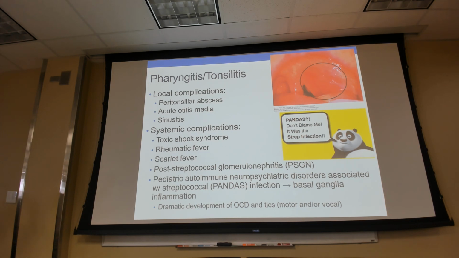PANDAS, pediatric autoimmune neuropsychiatric disorder associated with streptococcal infection. This is a hot topic now in my world, and it's basically the acute onset of a psychiatric illness. It usually looks like OCD, so an acute onset in a teenager of OCD in conjunction with a recent strep infection. It's a hotly debated topic. If you heard about it, I wanted you to know what I was talking about.